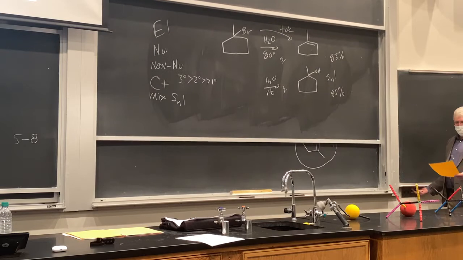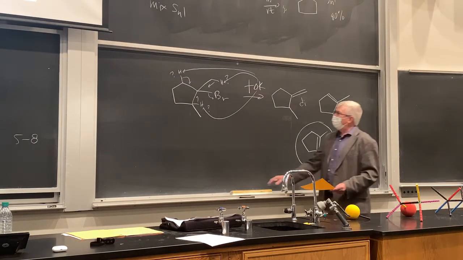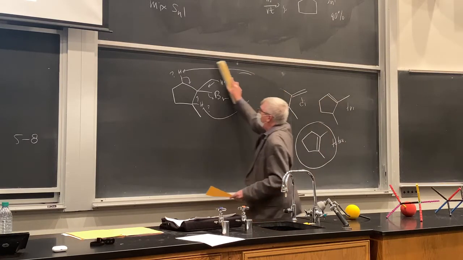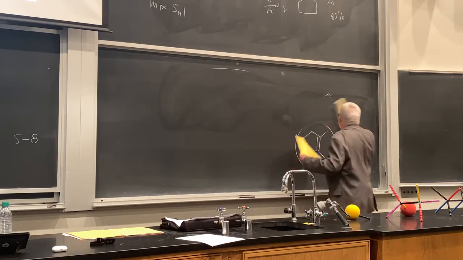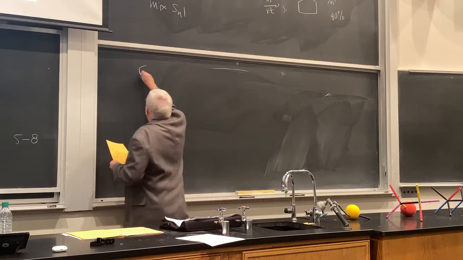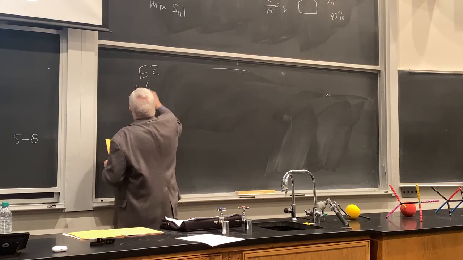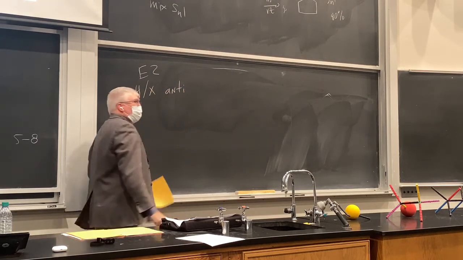Let's get into the main event now, which is going to be the stereochemistry of this elimination. What did we talk about? The hydrogen and the leaving group in a typical E2 reaction. We want the hydrogen and the leaving group anti. And that's a conformational thing.